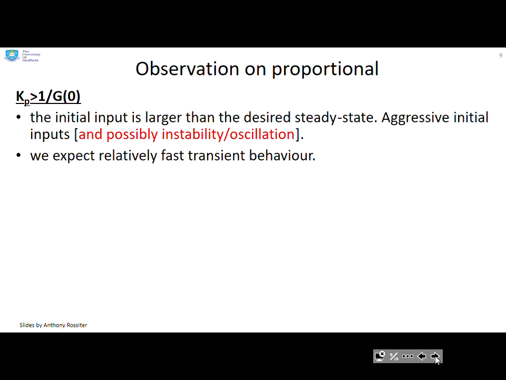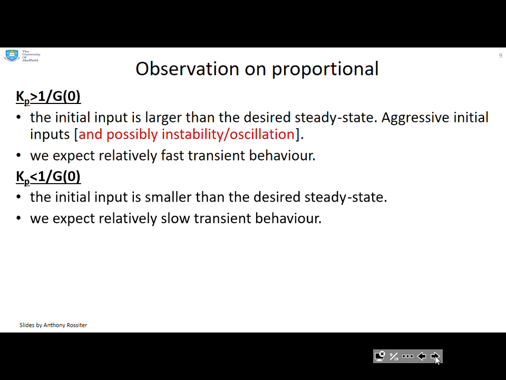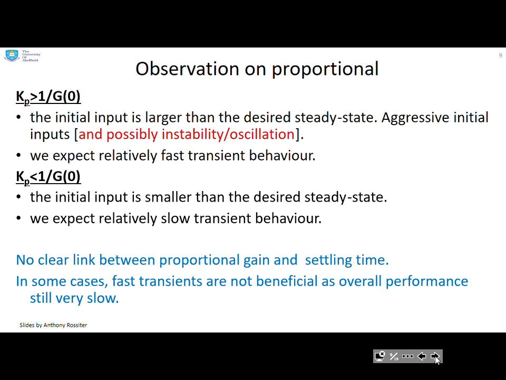If Kp is bigger than 1 over G of 0, the initial input is larger than the desired steady state. So you're going to have an aggressive initial input, possibly you'll get instability and oscillation, and you're going to get fast transient behavior. However, if Kp is less than 1 over G of 0, the initial input is smaller than the desired steady state, so we would expect relatively slow transient behavior.